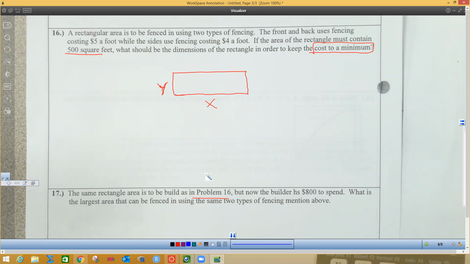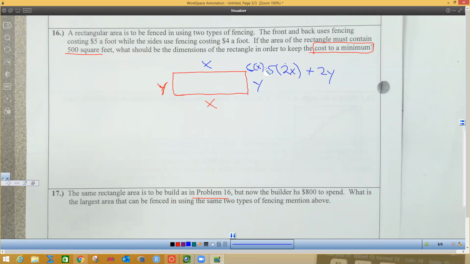You're supposed to know that rectangles have equal opposite sides. So 2x plus 2y would be the perimeter, right? And then we're going to call this x the front and back. So you should probably say x is the front and back. It costs $5 a foot. So if I take all the fencing times 5, that's going to be the cost of the fencing in front and back.